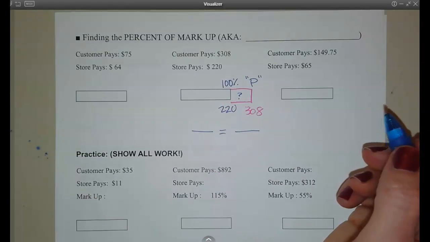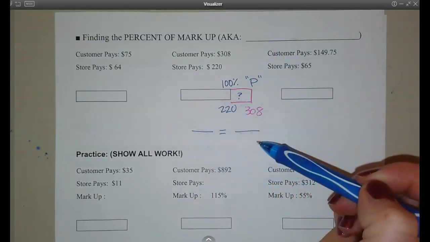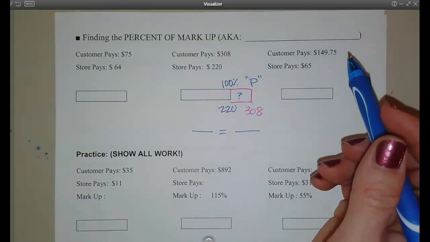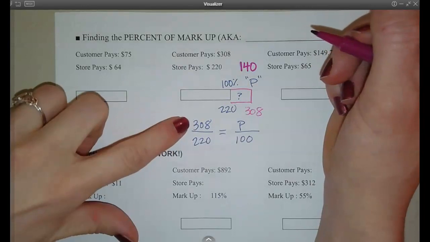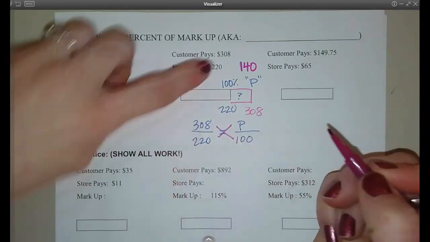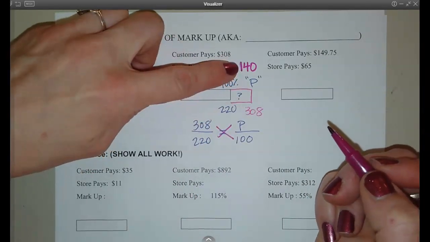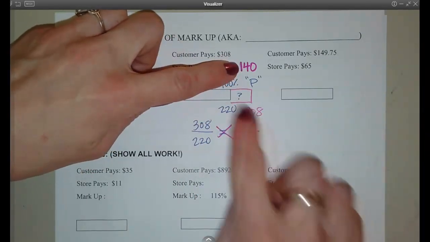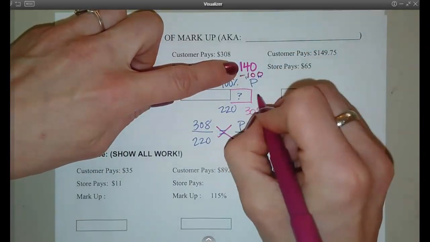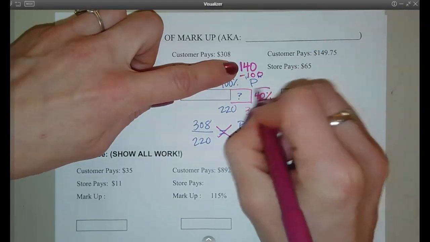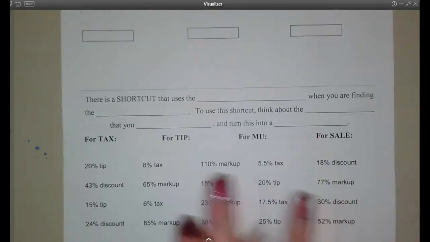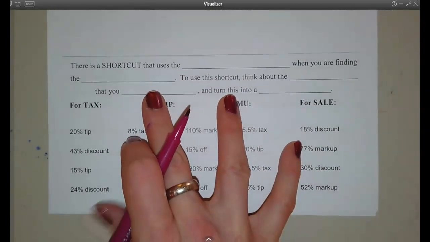So go ahead, pause it here. I want you to finish plugging things in where they go, and let's see what we get for the markup on this one. So pause and hit play when you're ready to check it. Okay, so I put customer, store, I solved for P, cross multiplied, and I got that P is 140. Well, the answer I'm looking for is just how long is the pink part, so I have to subtract 100, and this markup is 40%.